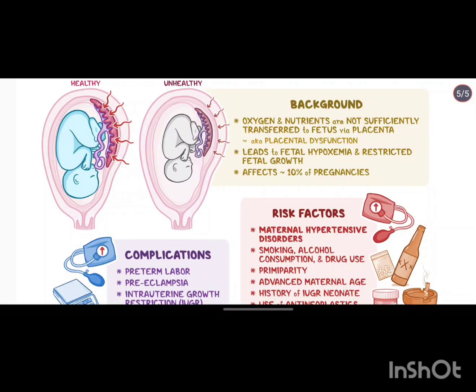As you all know, placenta is the one which supplies the oxygen and the nutrients that are necessary for the fetus. But what happens when the placenta becomes unhealthy, or it is getting abrupted, or there is some problem in the placenta? The oxygen and the nutrients are not sufficiently transferred to the fetus, and it can result in fetal hypoxemia, decreased amount of oxygen, and it is also going to cause delayed growth in the fetus.